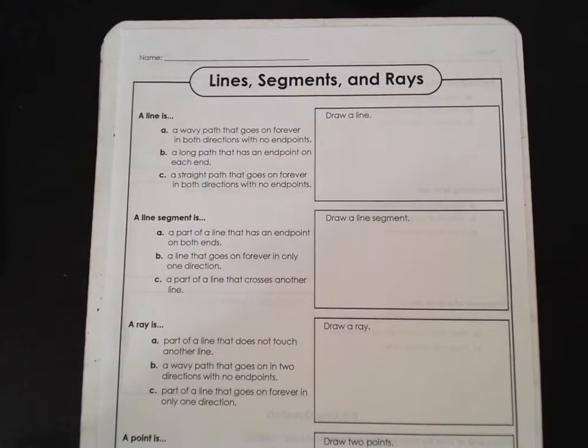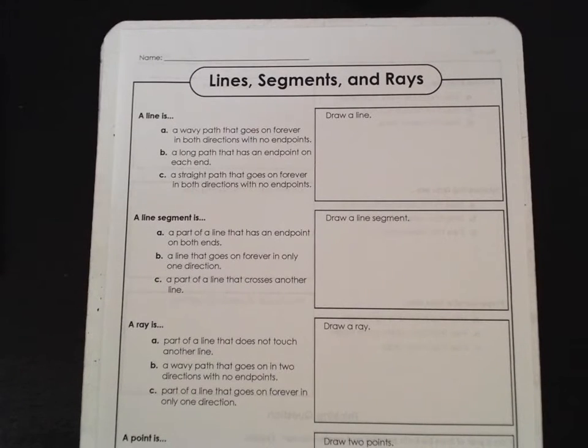So you need to know the difference between a line segment, a ray, a point, an angle, a vertex, and your different types of lines, so parallel lines, perpendicular lines, and intersecting lines. So that's what we're focused on in this video. So we're going to go ahead and get started with lines.